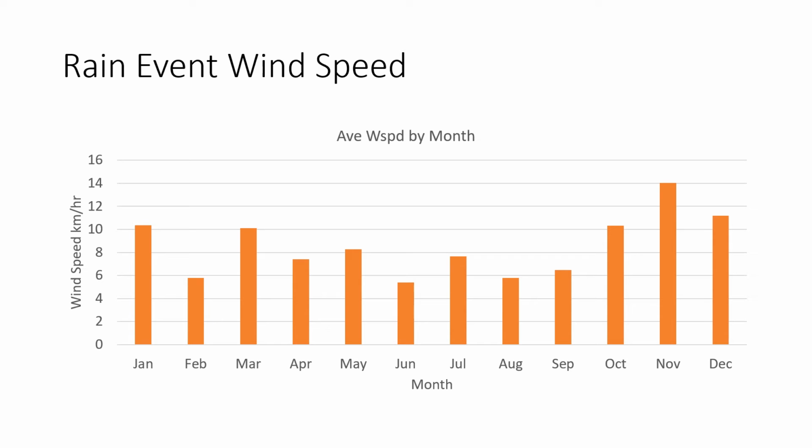We can then do a similar exercise with some of the other meteorological variables I have. This here is a wind speed average per month for each one of those rain events. Wind speeds here in kilometers per hour.